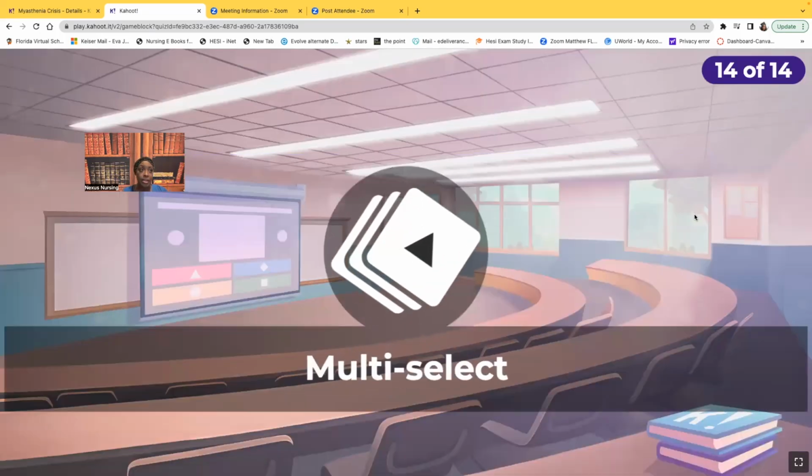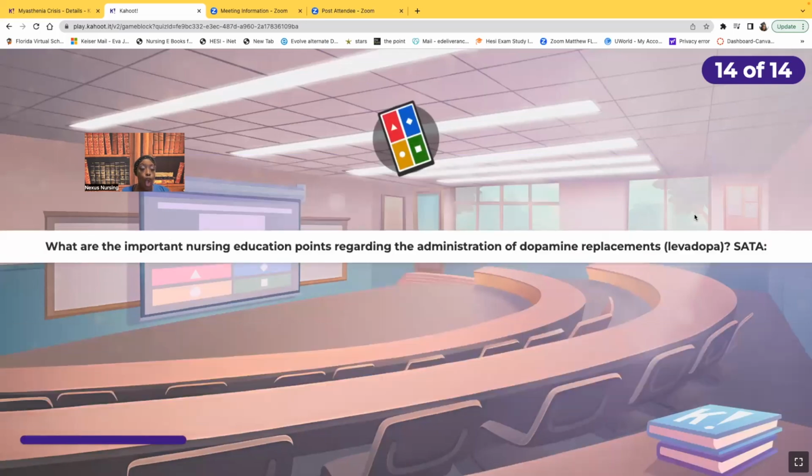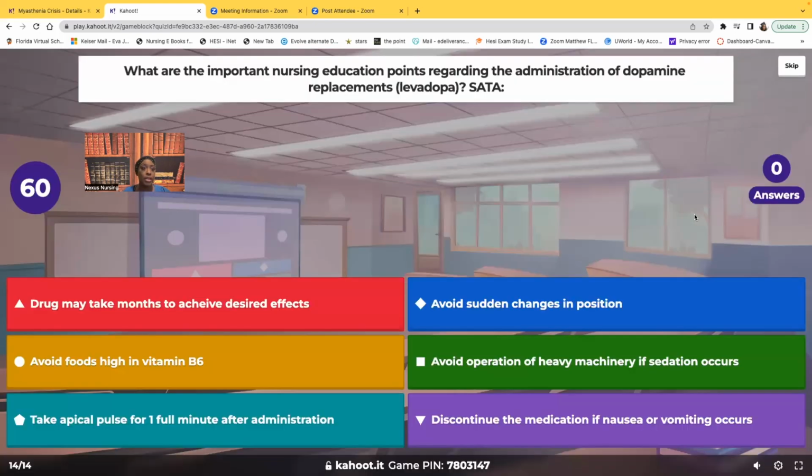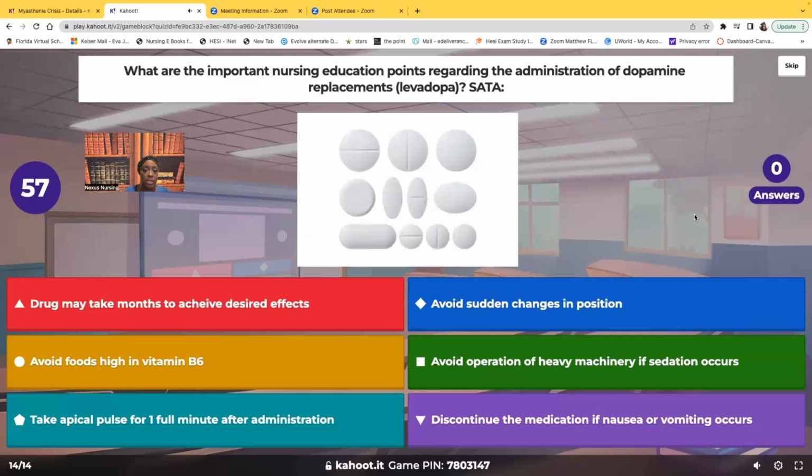Last question. Select all that applies. What are important nursing education points regarding the administration of dopamine replacement, such as levodopa? So your patient's got Parkinson's, they got another disorder that you have to give a dopamine replacement, such as levodopa. What are important teaching points?